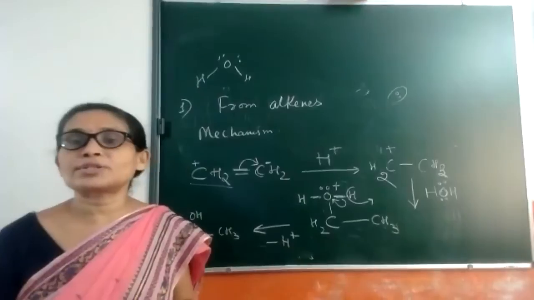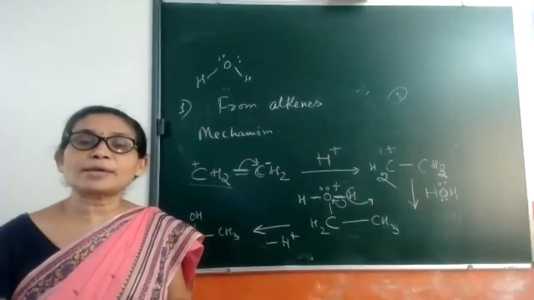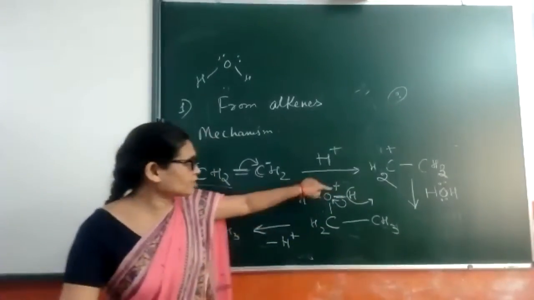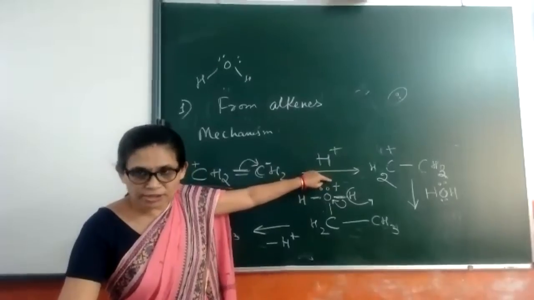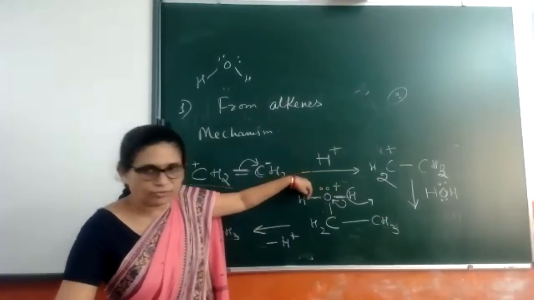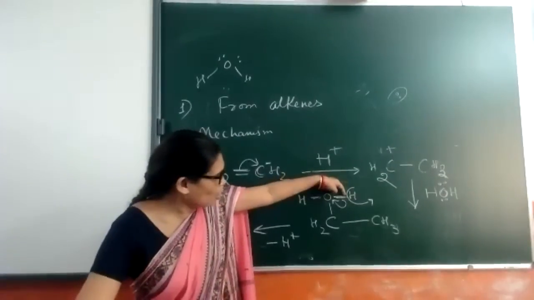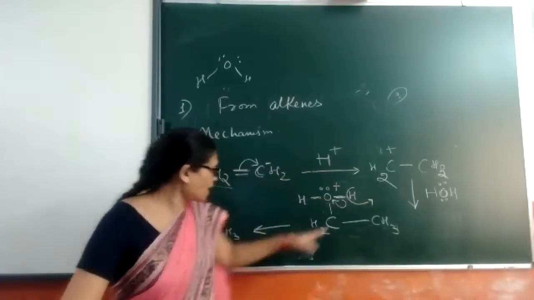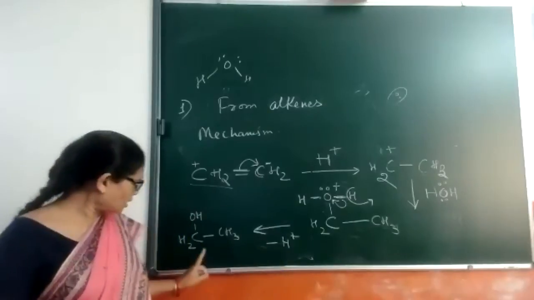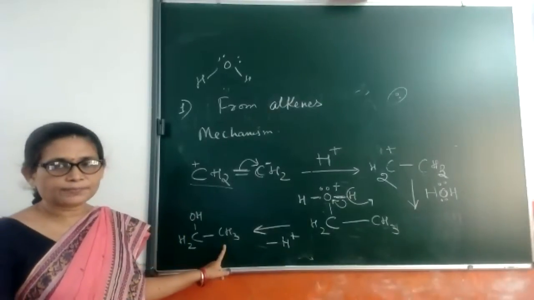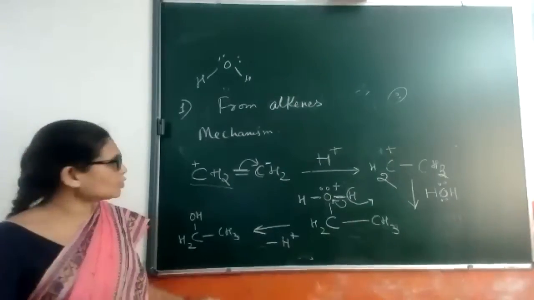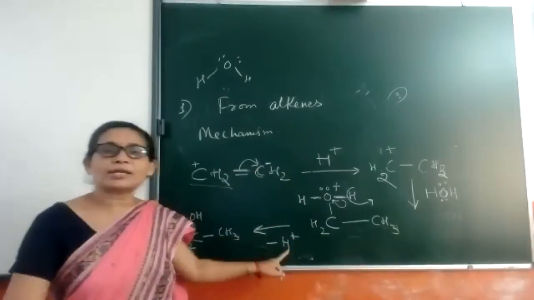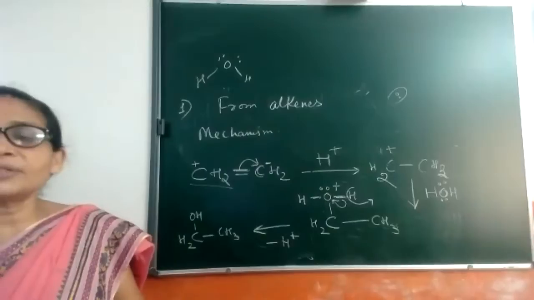Oxygen can't form 3 bonds. Oxygen cannot be stable with 3 bonds. So whenever oxygen has 3 bonds, it will try to remove its positive charge. So to remove its positive charge, it will break any of these 2 bonds. Suppose it is breaking this bond, and these 2 electrons it is gaining, and this H plus ion is removed, and we are getting ethanol. So in this way, whatever catalyst we added here, at last we are again getting it back. So that is what we call a catalyst.